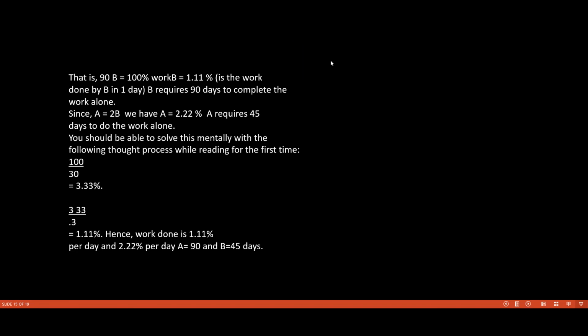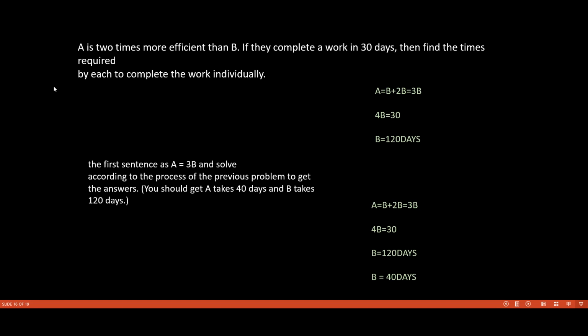So don't be lazy when you are doing these kind of questions. They come very easily to you. Now again, see, A is 2 times more efficient than B. If they complete work in 30 days, then find the time required to complete the work individually.